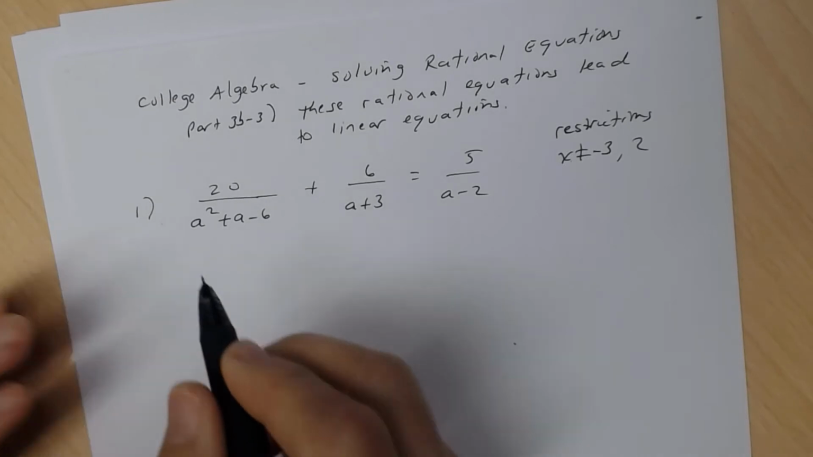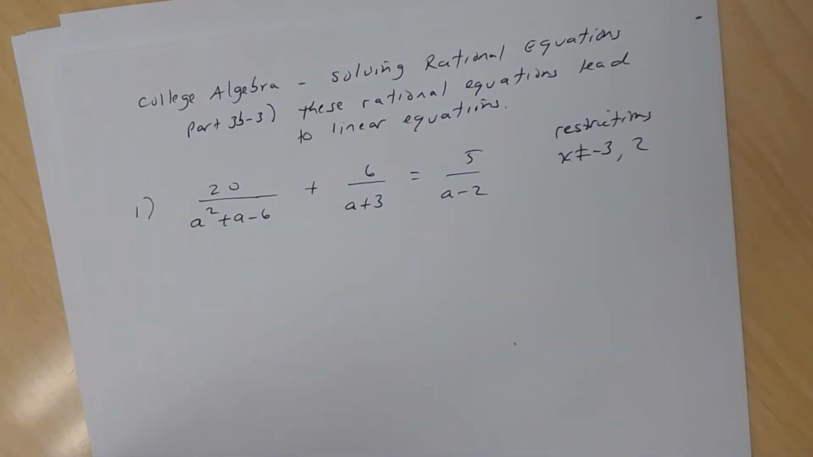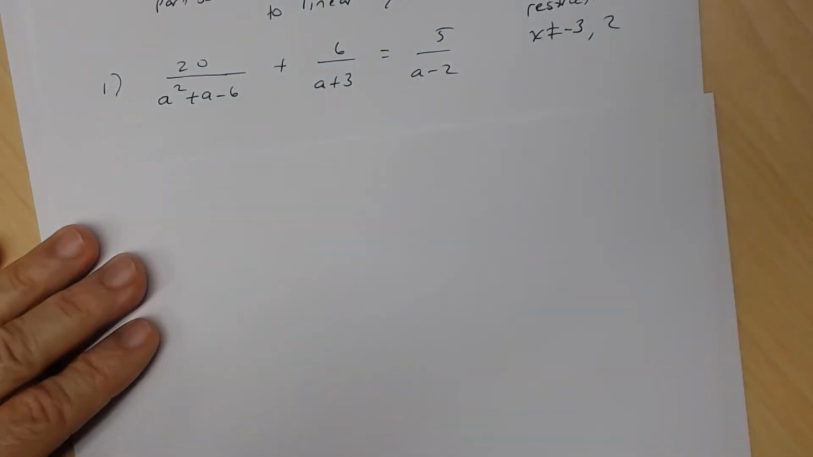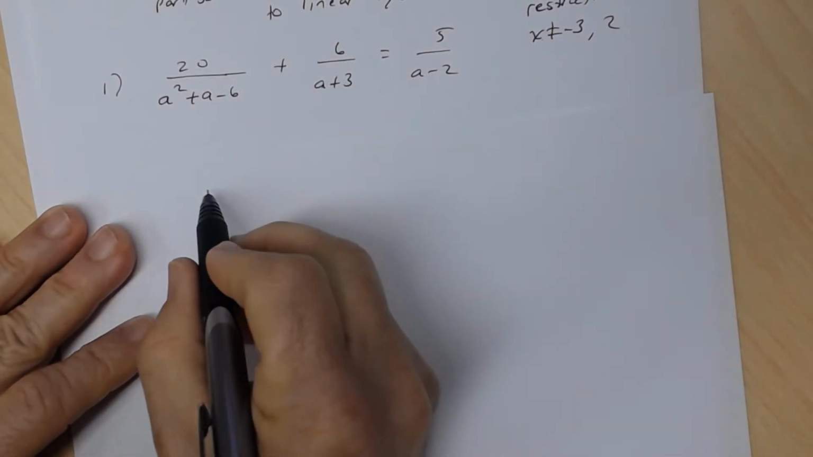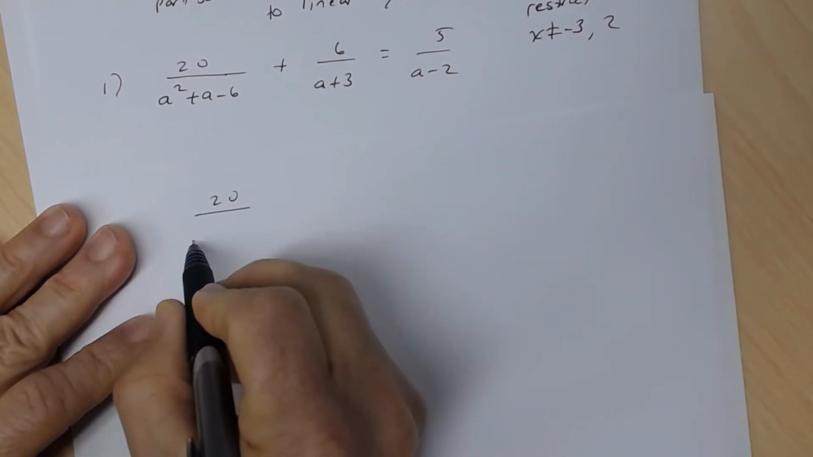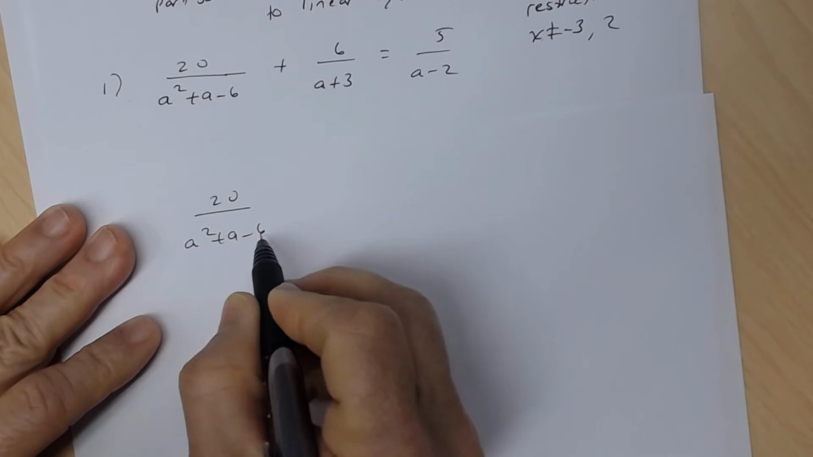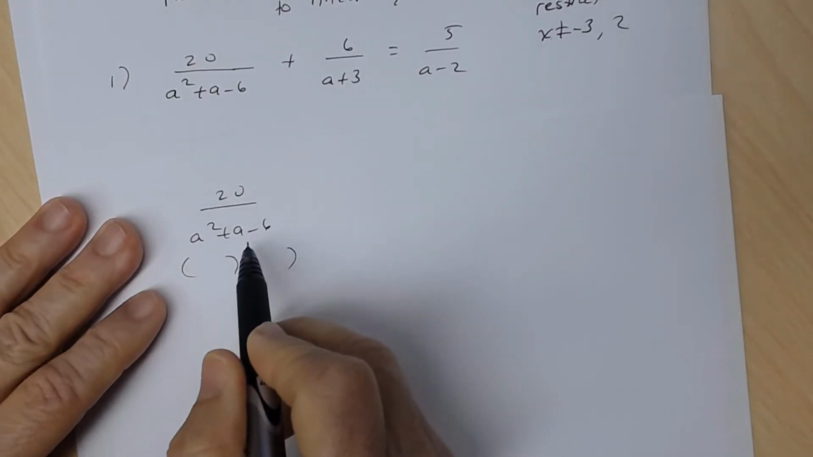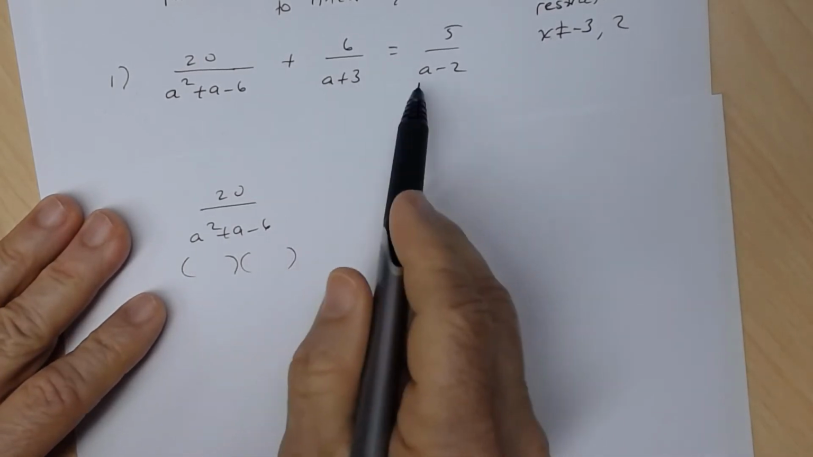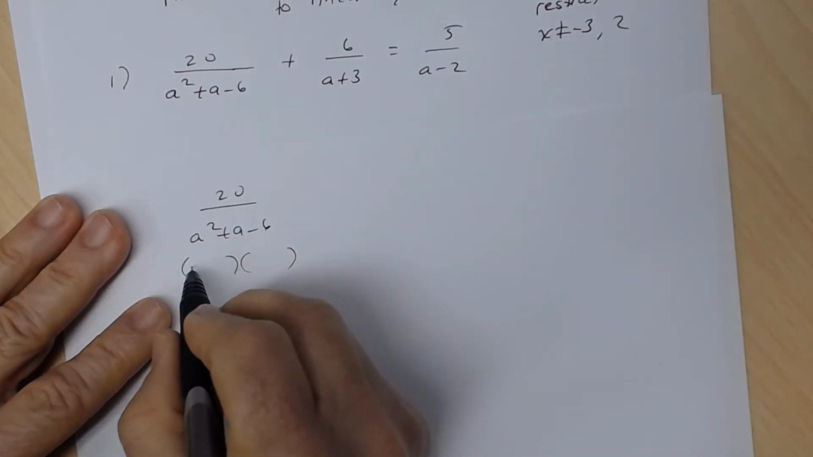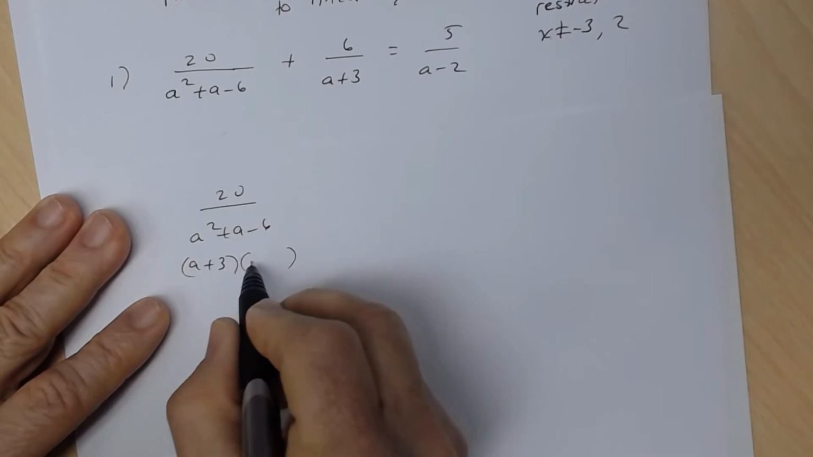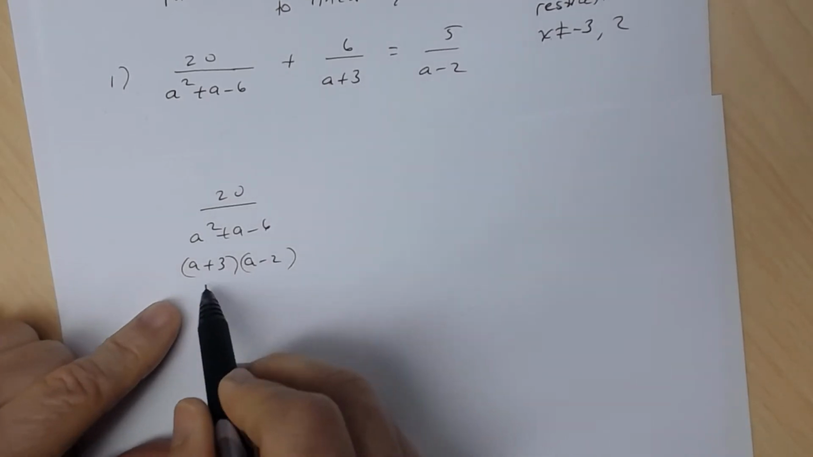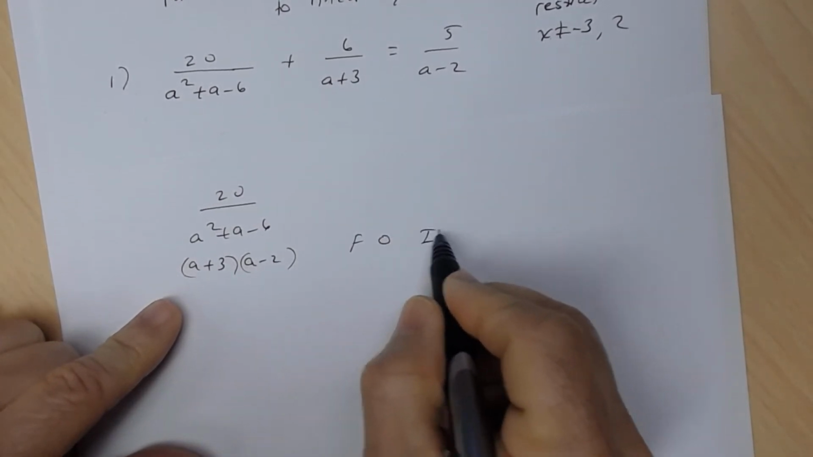All right, so let's see what they are. I'm going to go ahead and do that on this page, just to show you. So I'm going to rewrite this over. So that's 20 divided by a squared plus a minus 6. Now when I factor this denominator, remember you're going to factor this trinomial as two binomials, and let's see if this is going to work. So a plus 3, a minus 2.